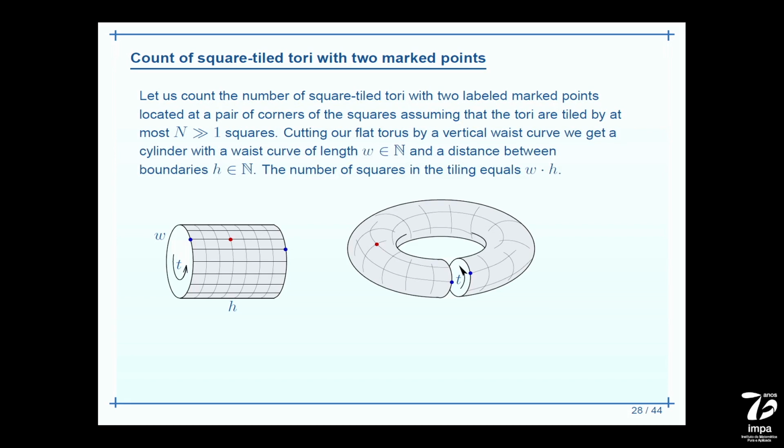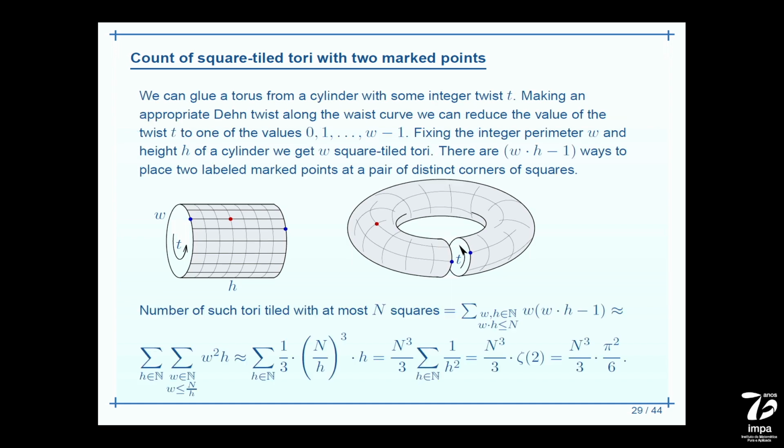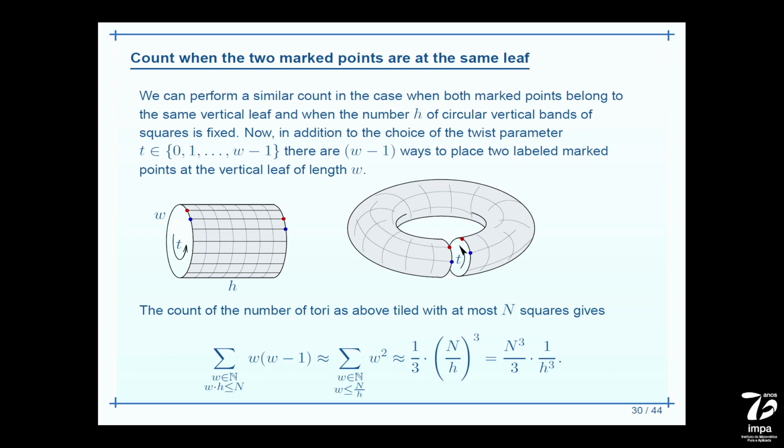And I also have to record the position of this red point. Since time is going fast, I just suggest to look at the answer. The asymptotics is approximately n cubed over 3 times pi squared over 6. Excellent. Now let me count other square-tiled tori.